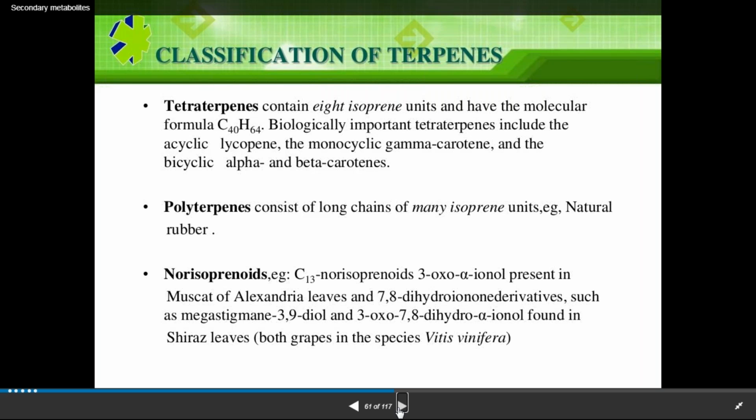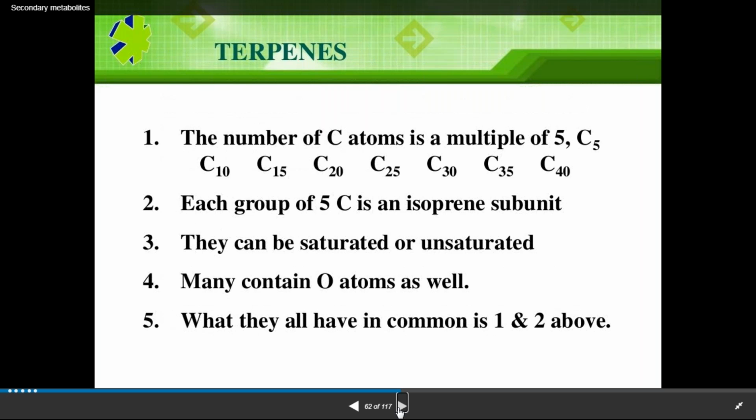Next is polyterpenes. So they have long chains of many isoprene units. Example is natural rubber. Then you also have something called as nor-isoprenoids. They are nothing but C13 nor-isoprenoids, and they are present in grapes, etc. Okay, will not go into the depth of nor-isoprenoids.